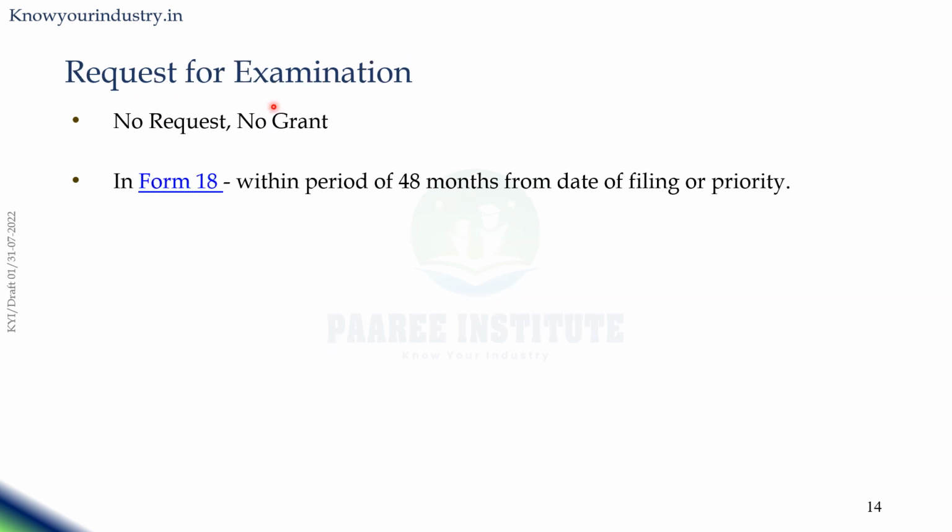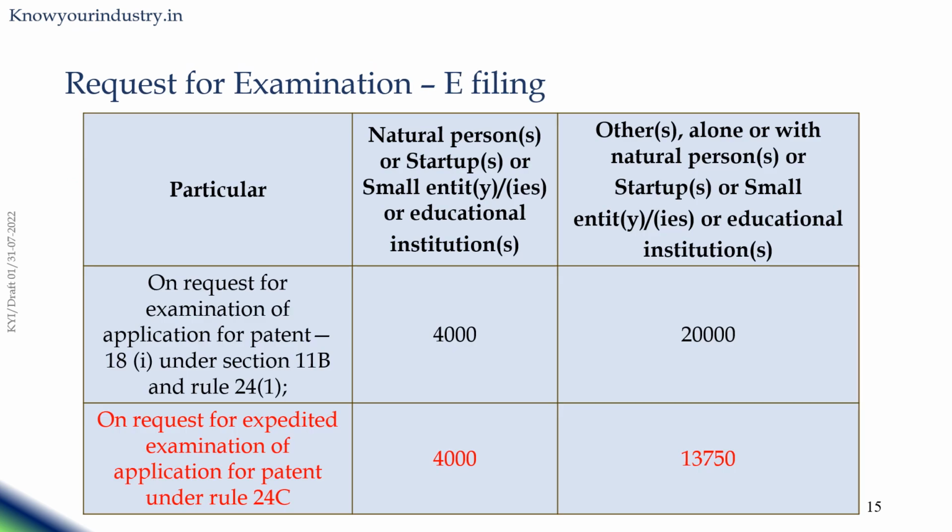Request for examination. If there is no request, no grant. In Form 18, we can file our request for examination. It must be filed within a period of 48 months from the date of filing or priority. The patent office fee for filing a request for examination of an application for patent, for natural persons or startups or small entities or educational institutions, is 4,000 rupees. For others, it is 20,000 rupees.